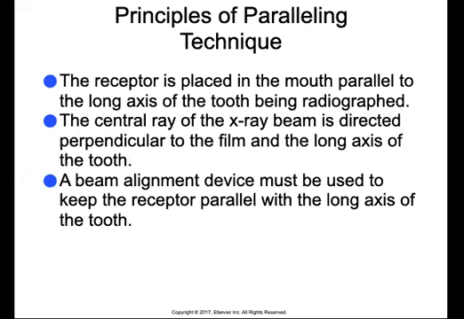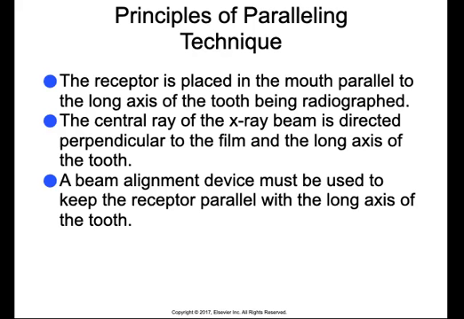So we have 3 principles of the paralleling technique. The first is that the receptor is placed in the mouth, parallel to the long axis of the tooth being radiographed. The central ray of the X-ray beam is directed perpendicular to the film, so it creates that 90-degree angle. So perpendicular to the film and the long axis of the tooth. A beam alignment device must be used to keep the receptor parallel with the long axis of the tooth.